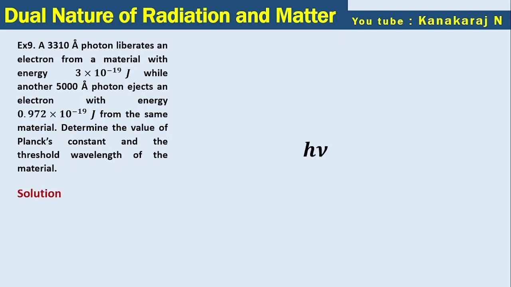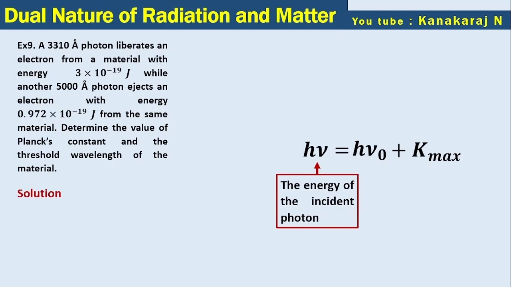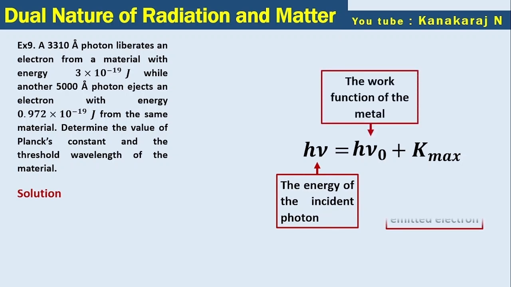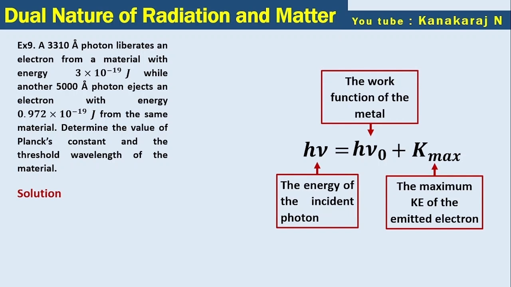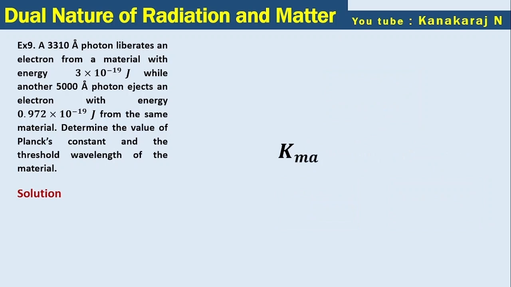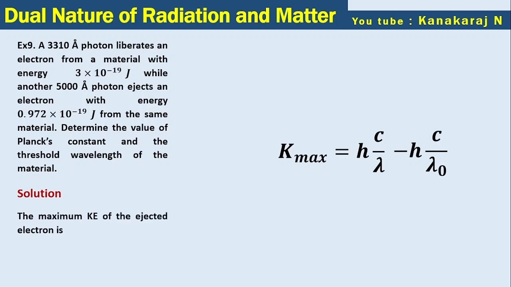h nu equals h nu naught plus K max. h nu is the energy of the incident photon, h nu naught is the work function of the metal, K max is the maximum kinetic energy of the emitted electron. Let us write K max equals h nu minus h nu naught. Nu is replaced by c upon lambda, whereas nu naught is replaced by c upon lambda naught. The maximum kinetic energy of the ejected electron is K max. The hc is common in both terms, so hc multiplied by 1 upon lambda minus 1 upon lambda naught.